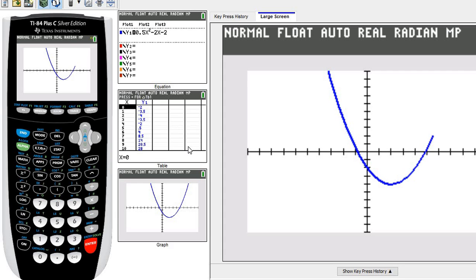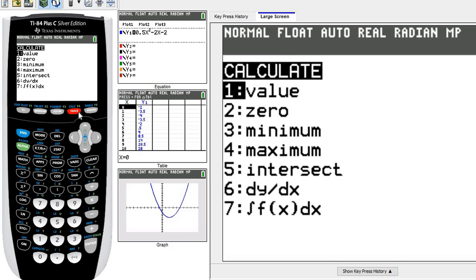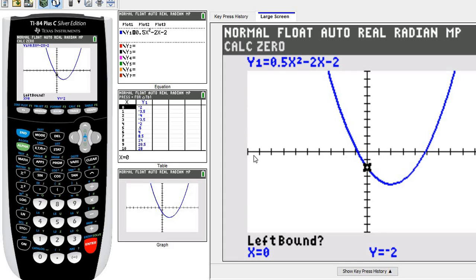We want to find the zeros and we want to find the minimum point, because you can see that it opens up, so it's a minimum. To find the zeros, you hit second, and then there's a button up here that says trace. Right above trace says calc. So second calc, we want to find the 0, so I'm going to go down to 0, press enter, and right now you notice that there are 2 zeros, so this is important.